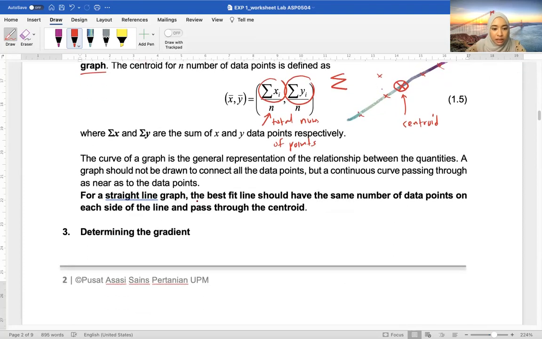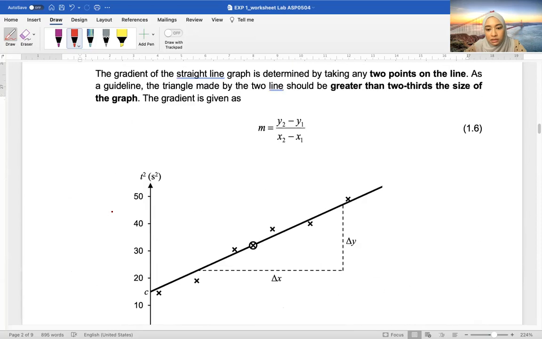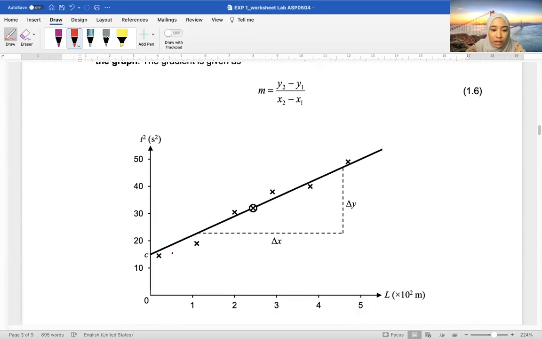For a straight line, the best fit line should have the same number of data points on each side. What does this mean? Let's look at this graph. So I have data here.